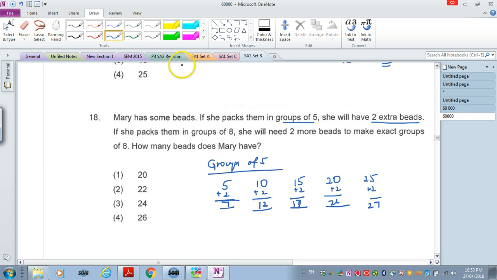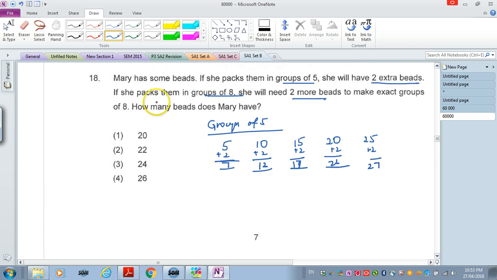If she packs into groups of 8, she would need 2 more. So every time when he packs into groups of 8, I need to take out 2. So groups of 8, I need to take out 2. So it's 6. Next one, 16, 24, 32.